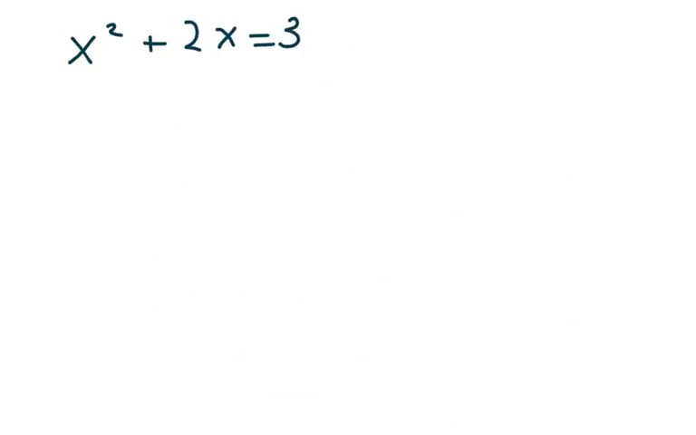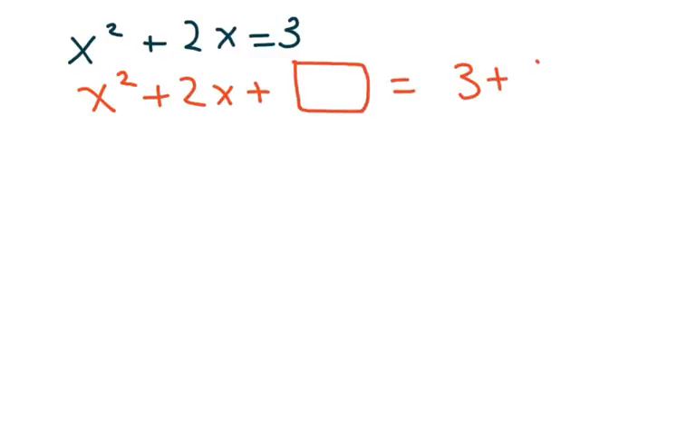Okay, here's one. I'm going to go ahead and use squares because I like to do that. Equals 3 plus, I'm going to call it box. So I'm taking half of 2 and squaring it.